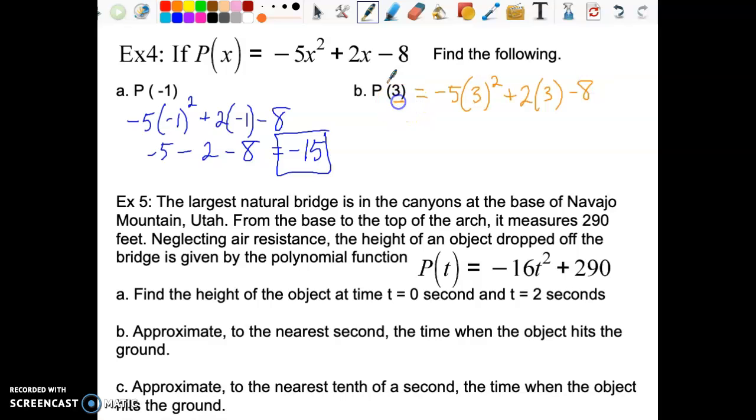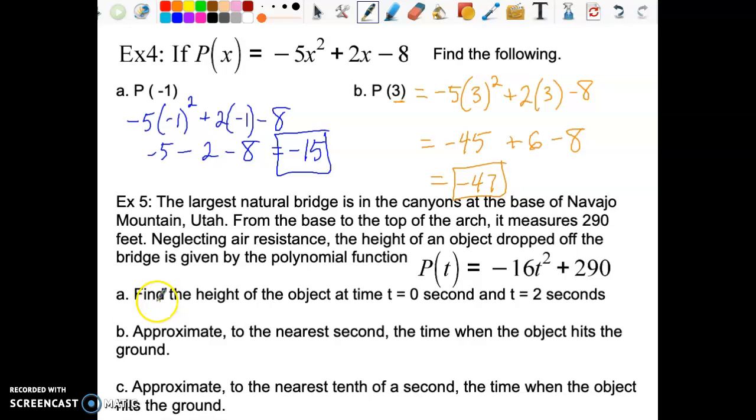Again, I'm plugging 3 in for all those x's. So 3 squared is 9 times -5 is -45 plus 6 minus 8. Well, -45 minus 2 will give me -47.